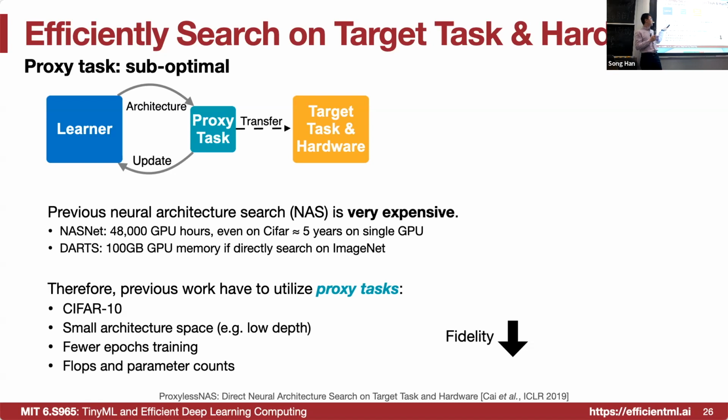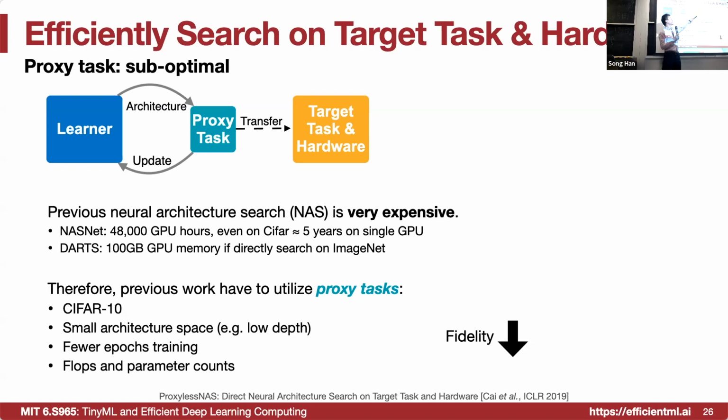Another work called DARTS takes 100 gigabytes of GPU memory if we directly search on ImageNet. The largest GPU memory we have as of today is 80 gigabytes, which is the Tesla A100 80 gigabyte version. So this is just too big for the GPU hours and also the GPU memory. Therefore, previous work needs to utilize proxy tasks to save the search memory and the search cost. So what are those proxy tasks?